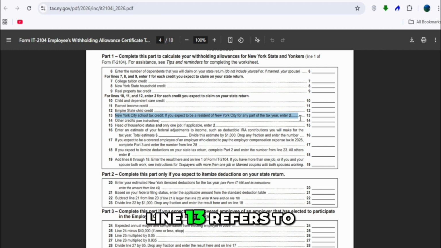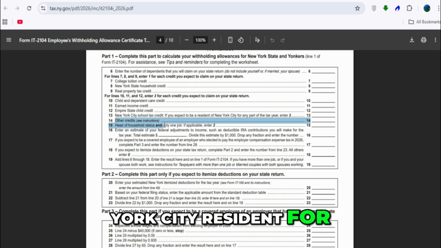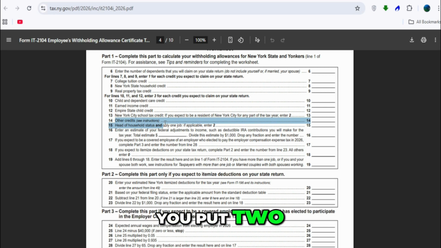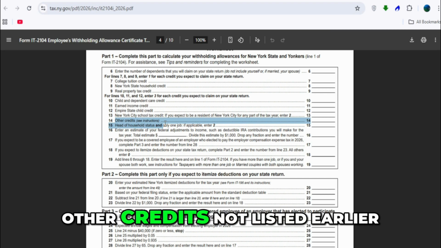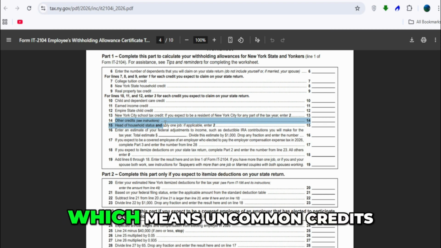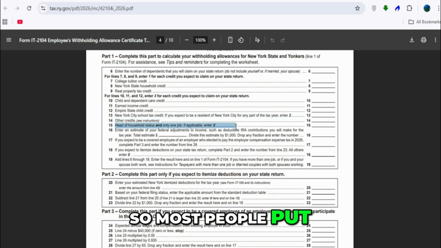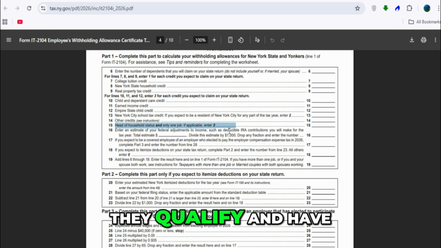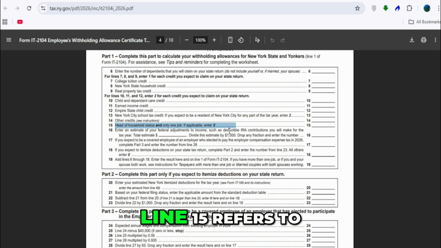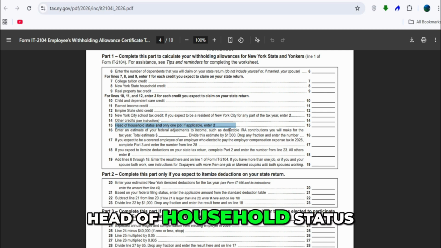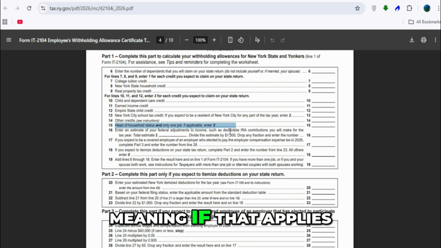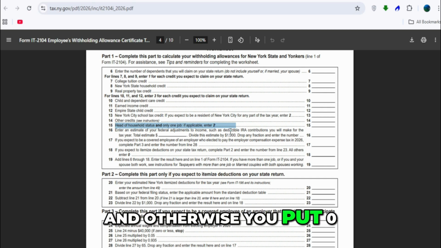Line 13 refers to the New York City School Tax Credit, which means if you will be a New York City resident for any part of the year, you put 2, and if not, you put 0. Line 14 refers to other credits not listed earlier, which means uncommon credits, like investment credits. So most people put 0, unless they know they qualify and have calculated the amount. Line 15 refers to head of household status with only one job, meaning if that applies, you put 2, and otherwise you put 0.